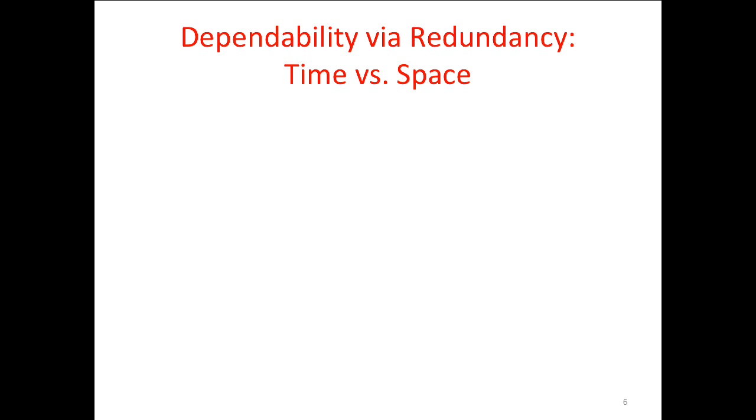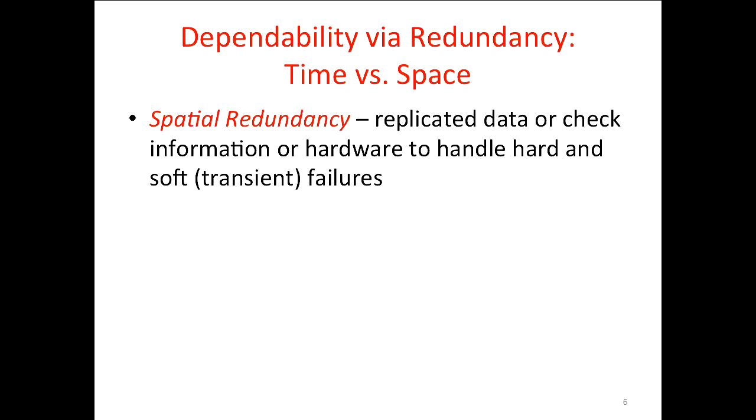Now, redundancy can happen both in time and in space. Spatial redundancy is probably the easiest one to get your head around. You just have multiple copies of things, and you check to see if something's failed, and you have another copy somewhere else that you can use instead. So you've replicated in space.